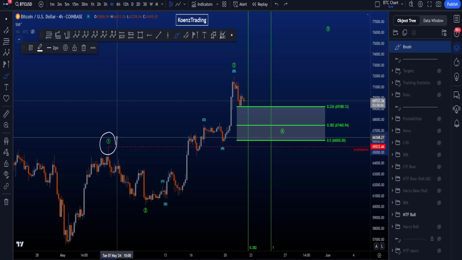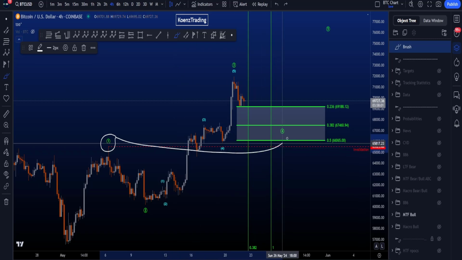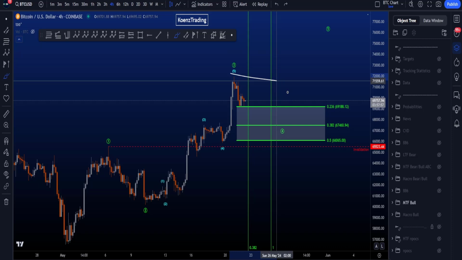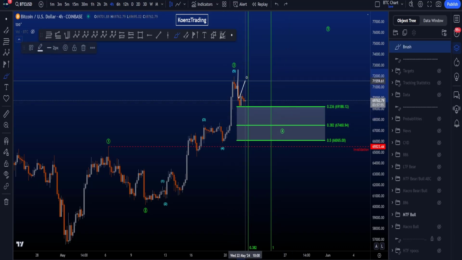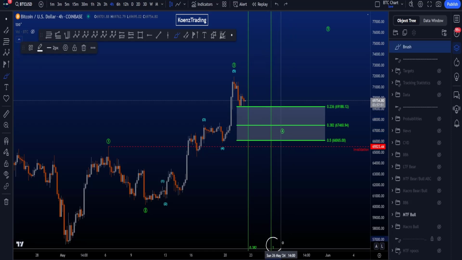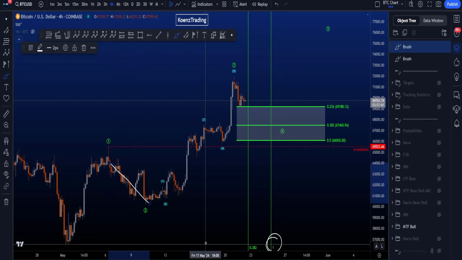of wave 1 at 65.5k, because in an impulse you do not want to see overlap between a wave 1 and a wave 4. However, preferably, this wave 4 here is not yet finished and we continue the range. Most commonly, a wave 4 is longer in time compared to a wave 2.